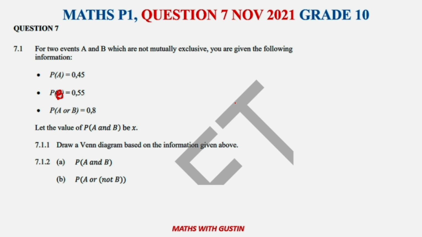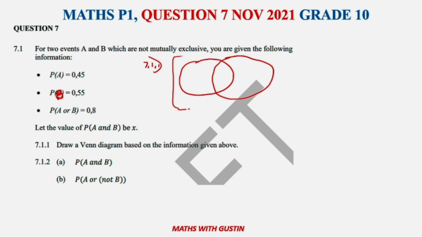7.1.1 says draw the Venn diagram to illustrate the information given. Okay, we need to draw a Venn diagram. We're going to put also the intersection there. In the Venn diagram, we're going to put everything in the box. There you go. It says the probability of A, probability of B.